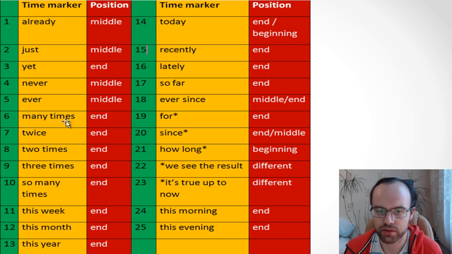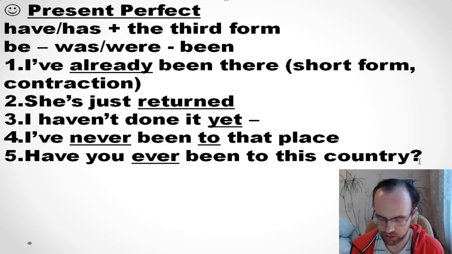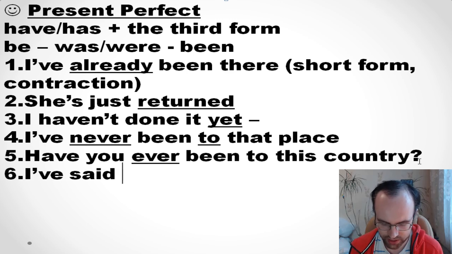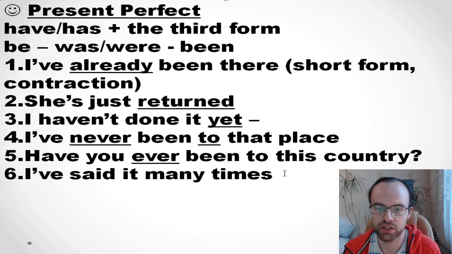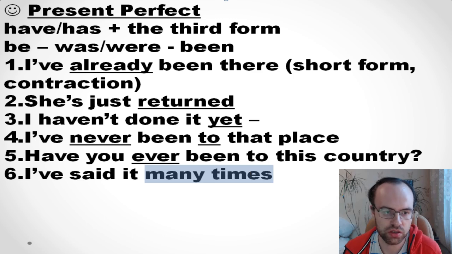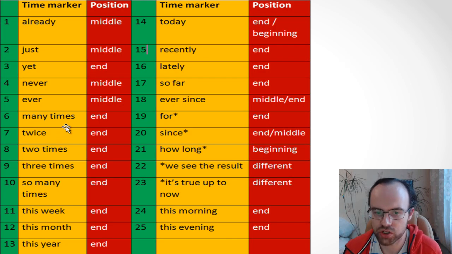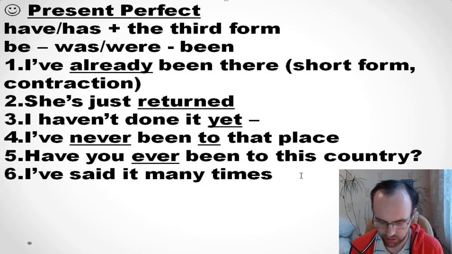So many times, when it's true up to now. So I've said it many times. It means that I said it some time ago and I'm still saying it, and so that's true up to now. I've said it many times. Good. Or different combinations with times, for example, twice, 2 times, okay? So, I've been to Italy twice.